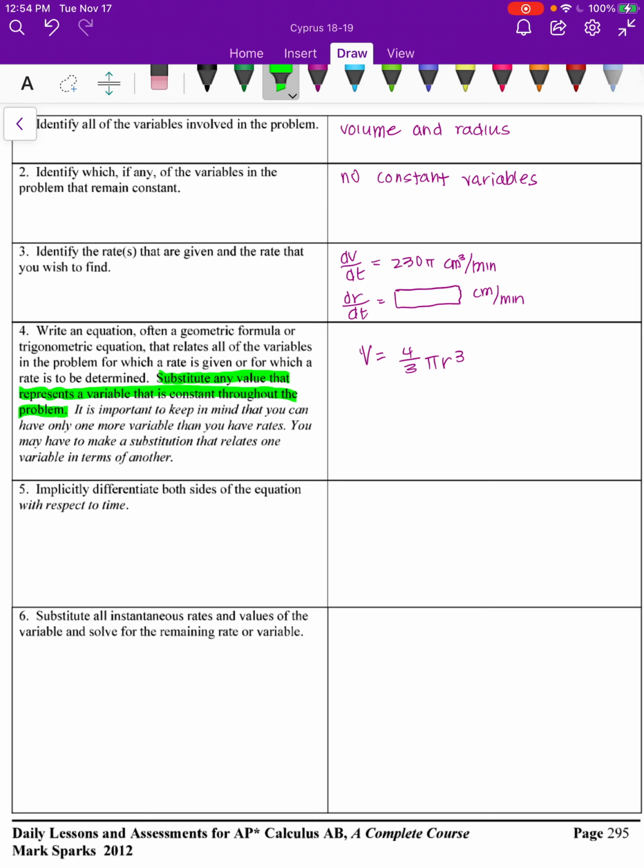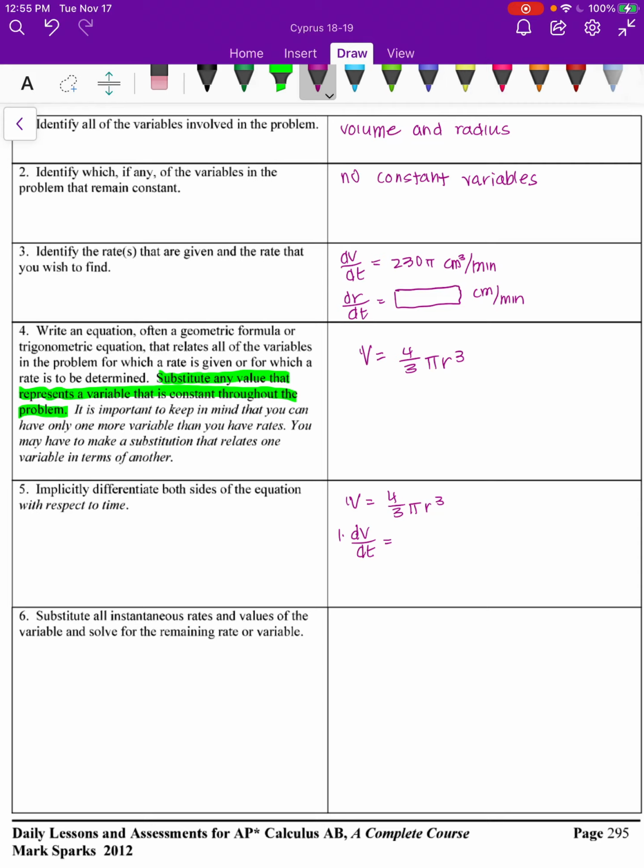Number 5, implicitly differentiate both sides of the equation with respect to time. So what we were doing on the last page. Our equation here, V equals 4/3 pi r cubed. The derivative of V is 1 dV/dt.